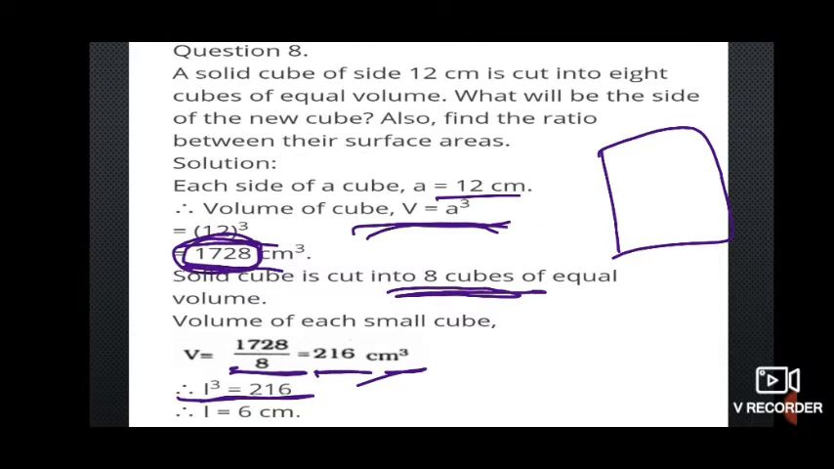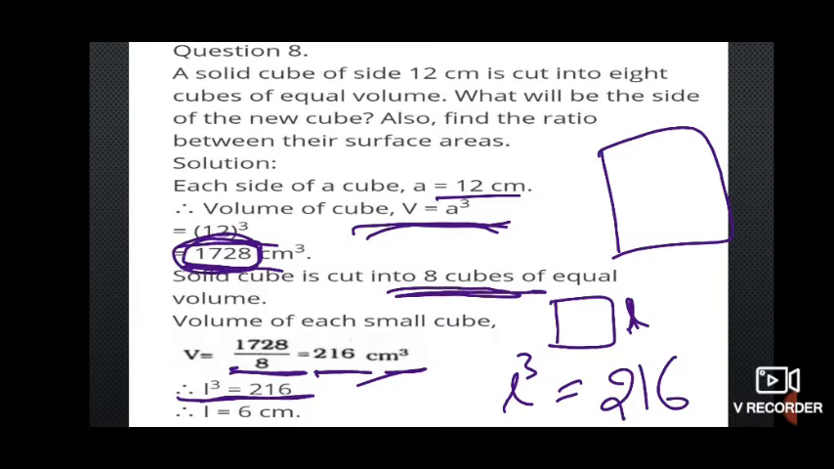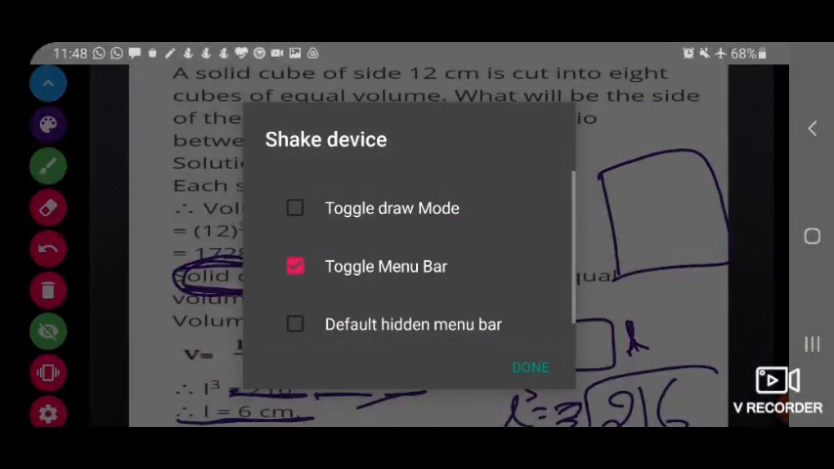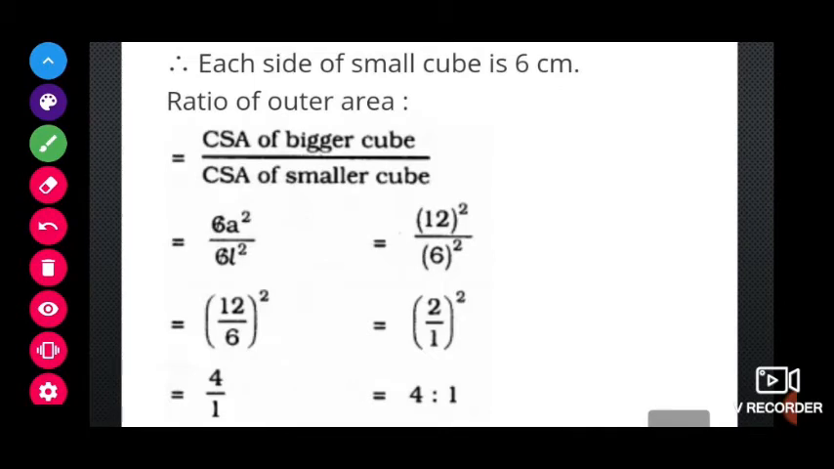Now, if the length of the side of the smaller cube is L, then the volume will be L cube, which is equal to 216. So L is equal to the cube root of 216. If we take the cube root of 216, we get L equals 6. So each side of the smaller cube is 6 centimeter.